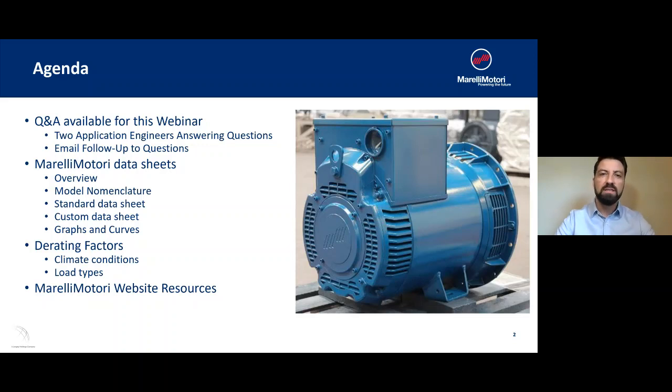So today we're discussing our datasheets. We're going to see an overview, our model nomenclature, our standard datasheets, our custom datasheets, and then see the graphs and curves. Later we're going to discuss our derating factors based on climate conditions and load types. And ultimately, we're going to see our Marelli Motori website resources.